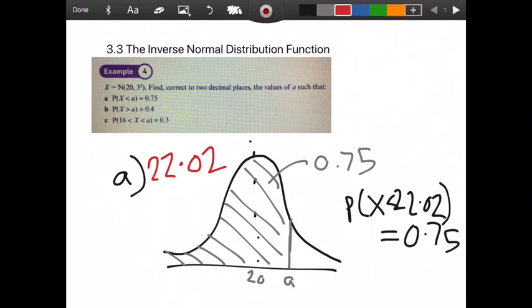And if we have a quick look at my sketch of the normal distribution, this sort of makes sense, because I was expecting something here a little bit higher than 22.